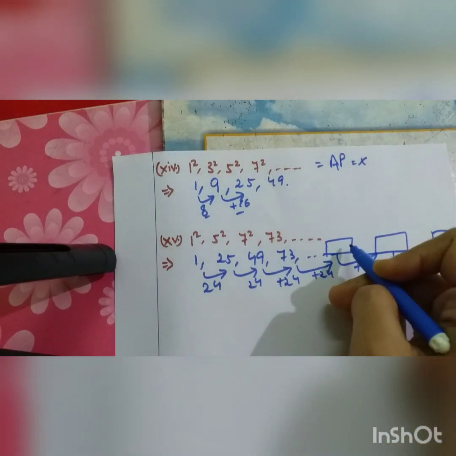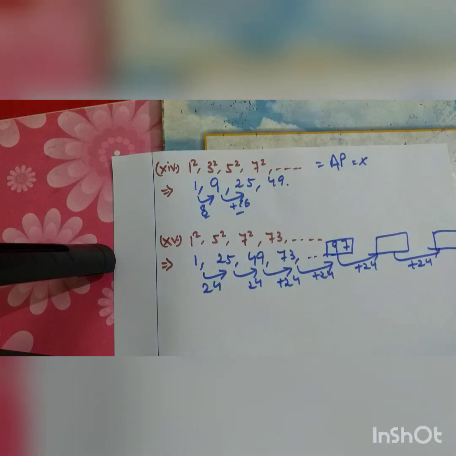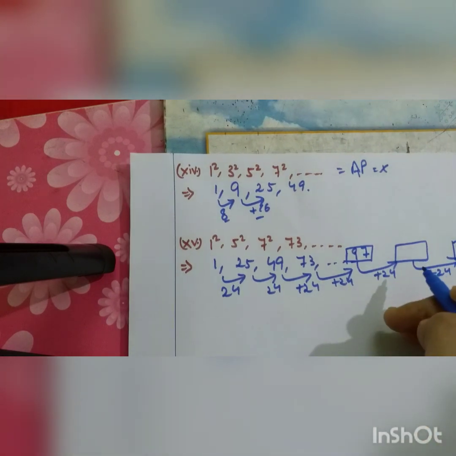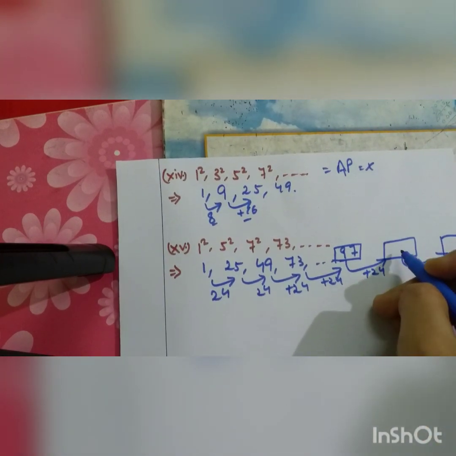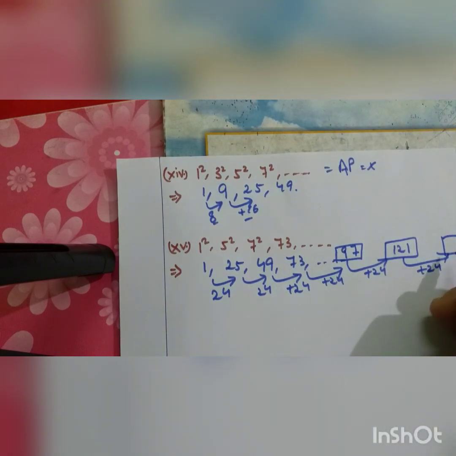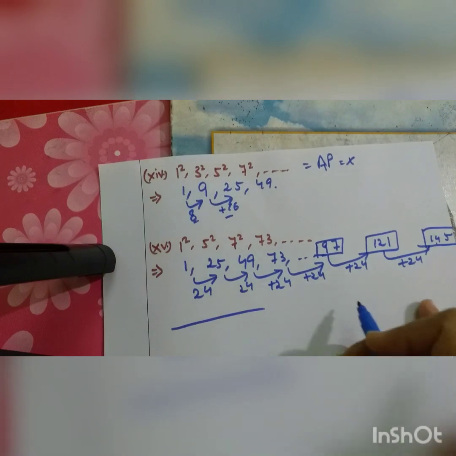So 73 plus 24, what will you get? Just add and see. When you add 24 to 73, you will get 97. When you add 24 to 97, what will you get? You will get 121. When you add 24 to 121, you will get 145. Hope it is clear till here.